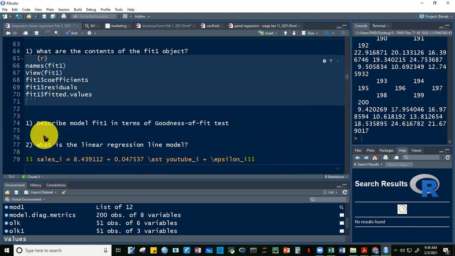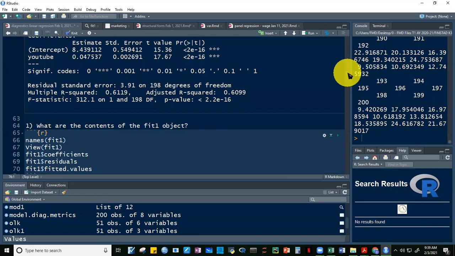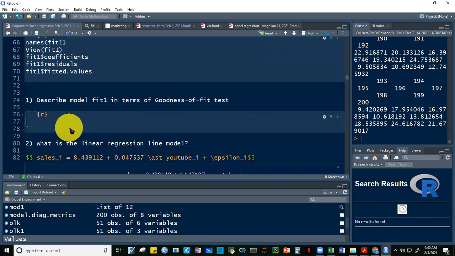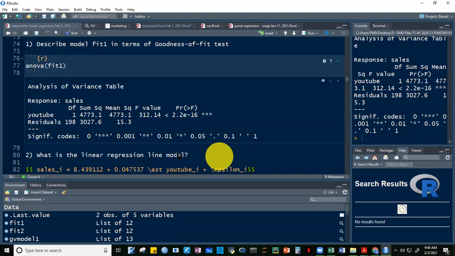Okay, so na-answer na natin to, guys. In terms of goodness of fit, sabi natin, overall, the model is okay. It can explain the variability of sales. Binase natin dun sa F-stat natin, yung ANOVA. This comes from ANOVA, no? Analysis of variance natin. Okay, tingnan nga natin dito sandali, ha? ANOVA fit 1. So we can access the ANOVA, guys. Yun ang goodness of fit test natin.